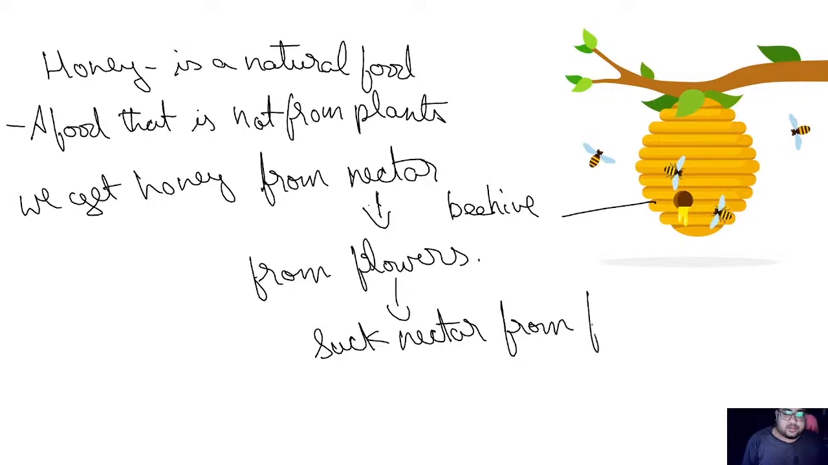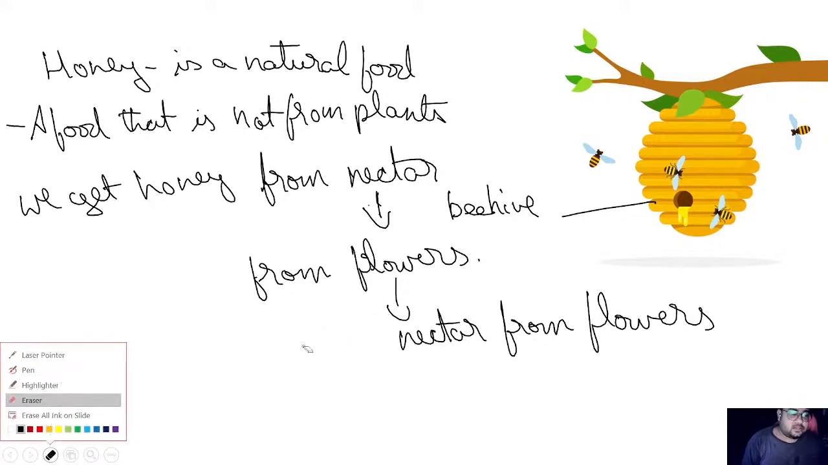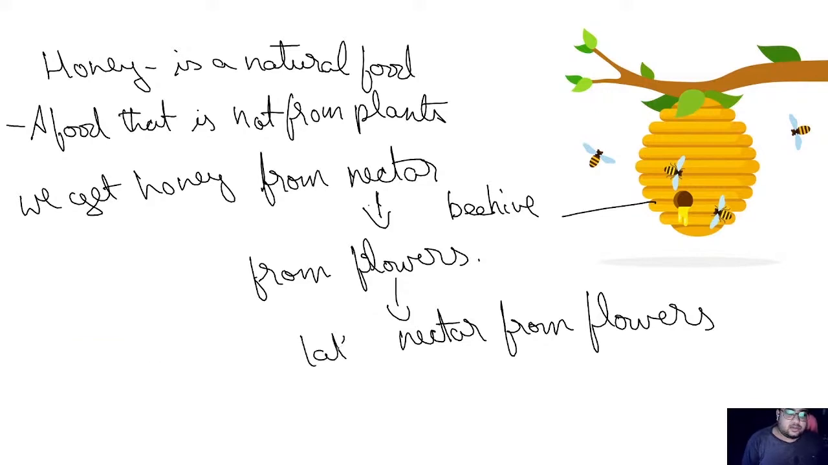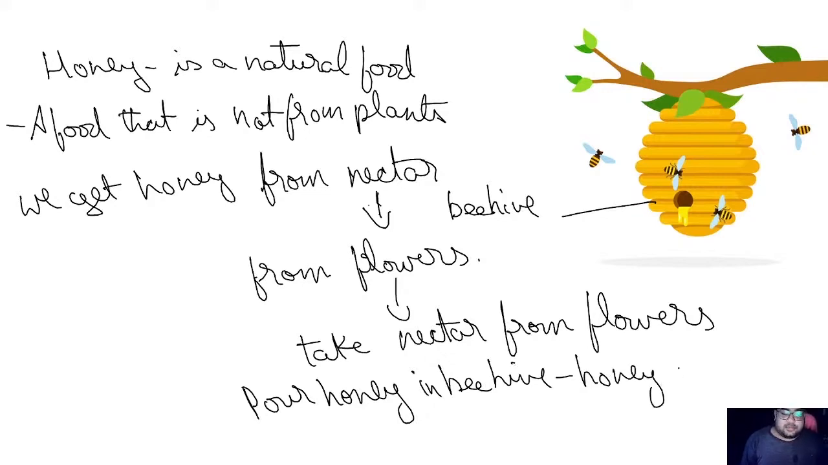They take nectar from flowers, and from there they come back to their place where all the bees have made a hive. You can see this image, something like a house. There they come and pour the honey. So this is how honey is brought to the beehive.